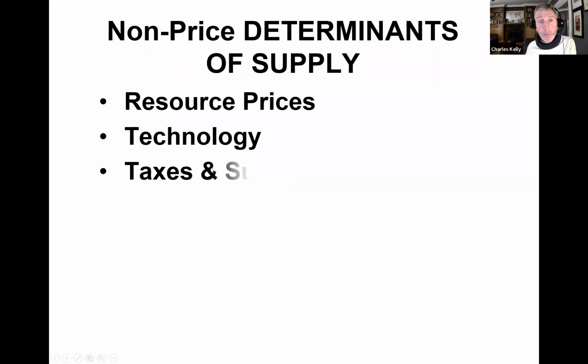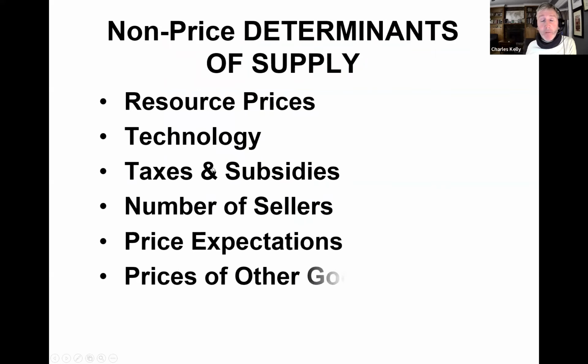But what happens when something other than price changes? Now, for supply, there are 6 of these non-price determinants. For demand, there were 5. But the top 4 are the most important, right? So resource prices, technology, taxes and subsidies, and number of sellers. These are the most widely relevant. The other 2 are applicable in certain situations. So we're going to say, how will these non-price determinants of supply shift the supply curve? It's a similar idea.